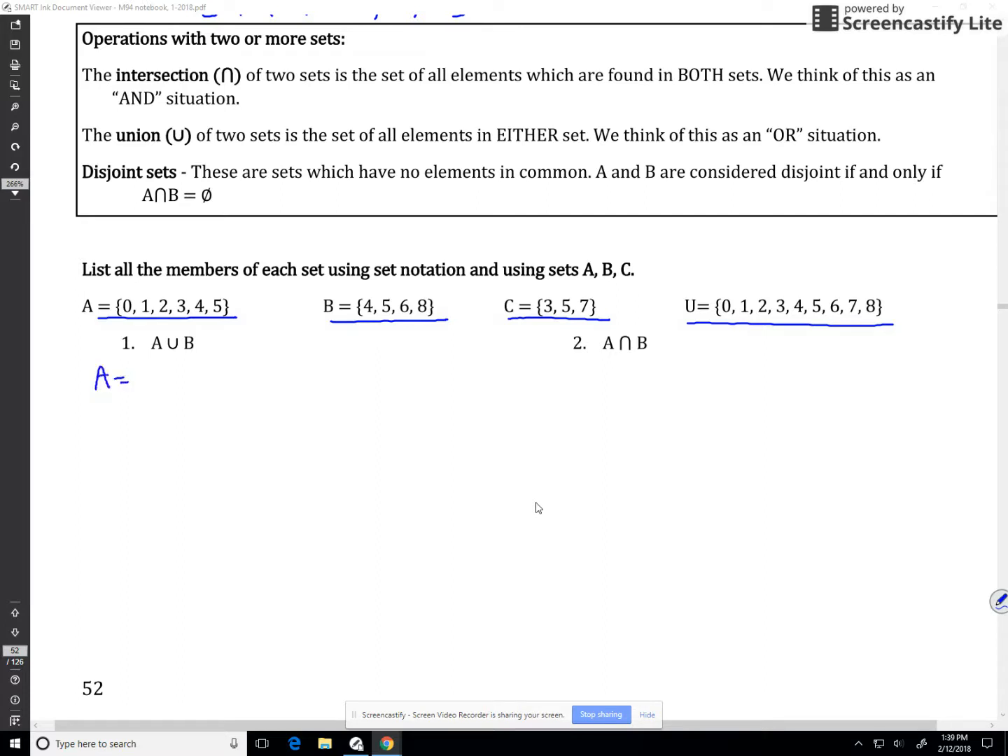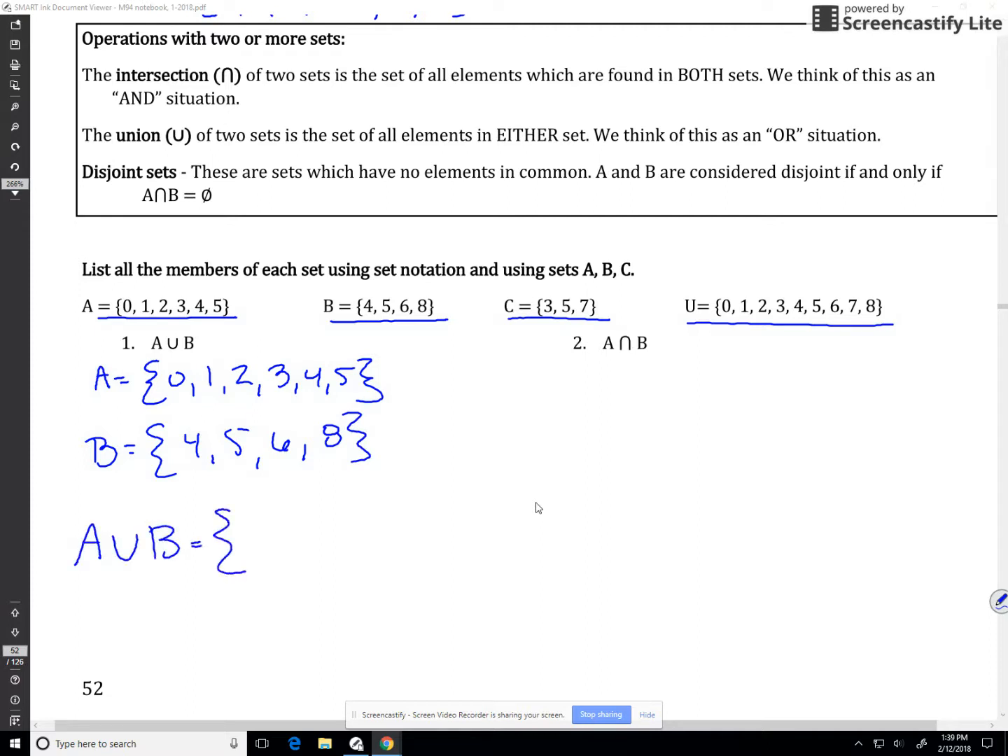So again, set A is 0, 1, 2, 3, 4, and 5. Set B is 4, 5, 6, and 8. So the union of these two are going to be all the elements that are in either set. So I'm going to go through and list first the ones that are in set A, and now I'm going to start with set B. But you can see I've already listed 4 and 5 from set B, so now I only need to add in the 6 and 8. I don't need to relist anything. Now again, when you're unioning two sets, they tend to get bigger.